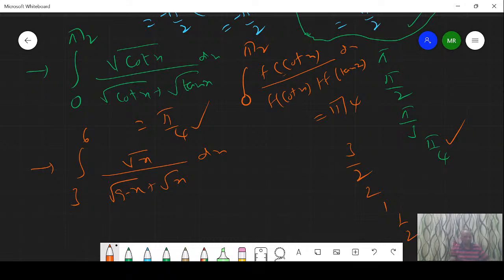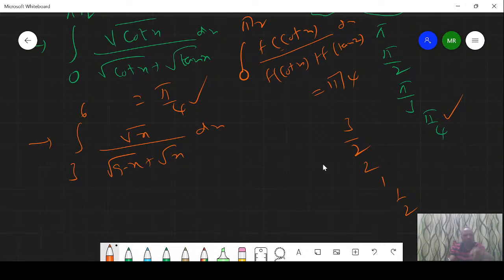See, in this problem you can observe integral from 3 to root x by root of 9 minus x plus root x dx. If you check the logic here, you can tell the answer. When they are given like this, with limits a to b, the sum of these two, 6 plus 3, is 9. When 6 plus 3 is 9, then your answer is equal to 6 minus 3 by 2, upper limit minus lower limit by 2. It comes to 3 by 2. So this will be your answer.